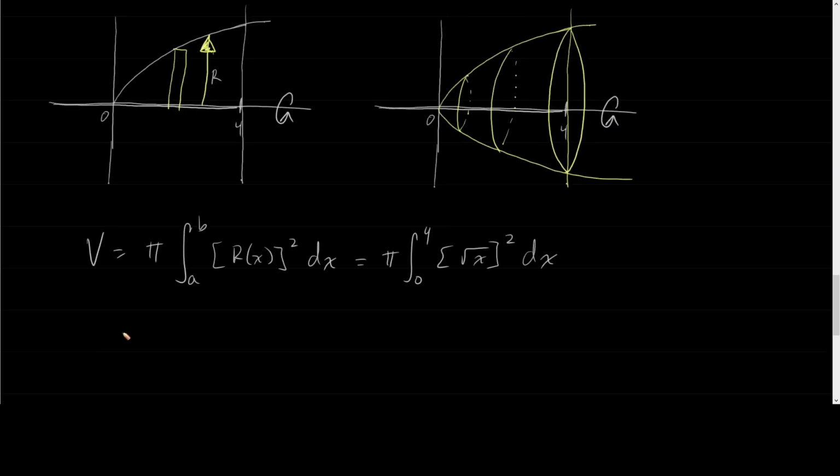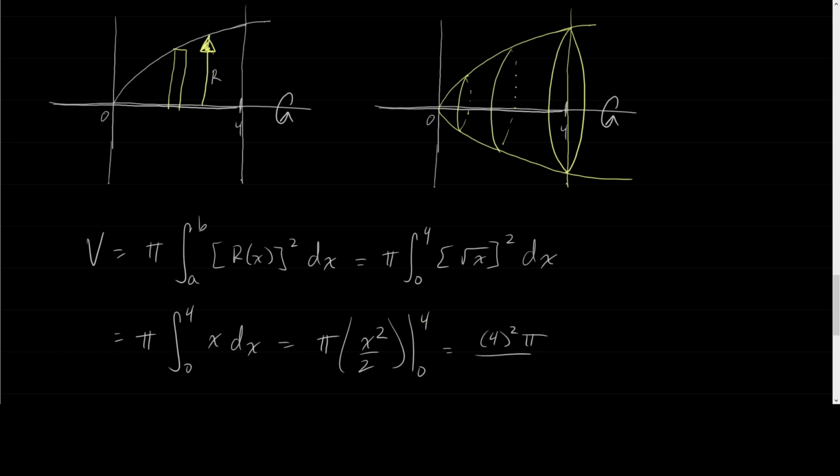So in here, really what I'm looking for is pi times the integral from 0 to 4 of just x dx, which gives me x squared over 2, evaluated from 0 to 4, which gives me, well, let's plug in 4, so I have 4 squared pi over 2 minus plug in 0, 0 squared pi over 2. 4 squared, 16. 16 over 2 is 8. So here I end up with 8 pi.